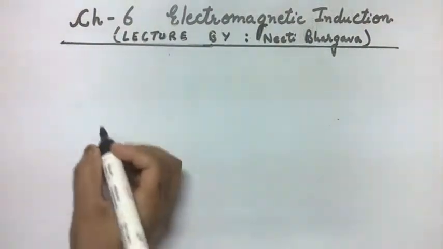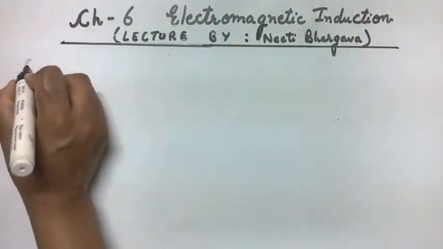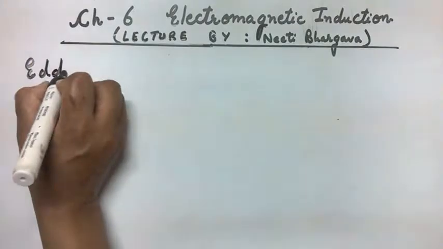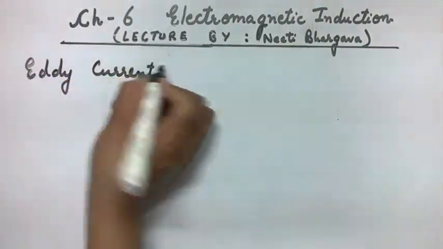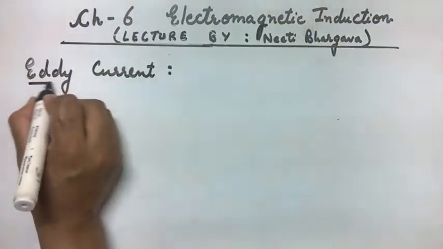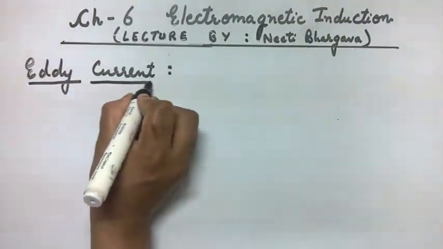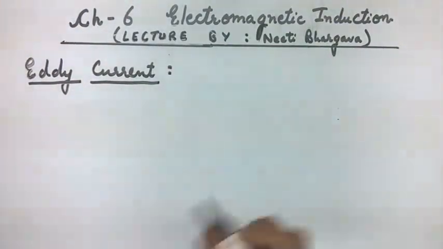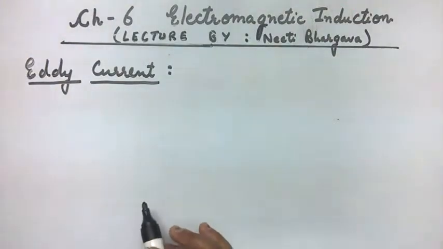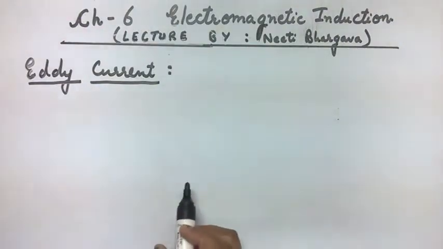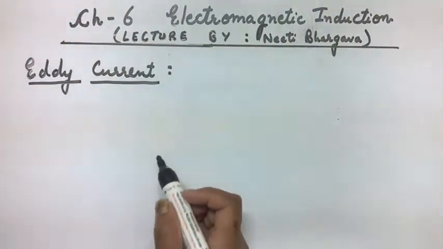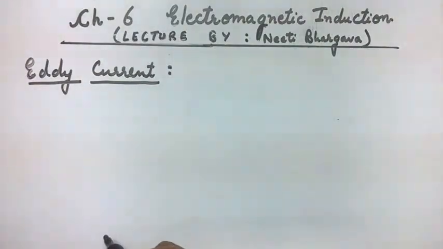Continuing with this chapter, now let's study another topic, that is eddy current. We have studied Faraday's law, and by Faraday's law, the magnitude of the induced EMF is equal to the rate of change of magnetic flux. We also studied motional EMF, in which the induced EMF is produced due to the movement of a conductor in a time independent magnetic field.